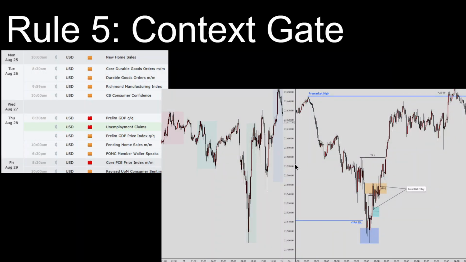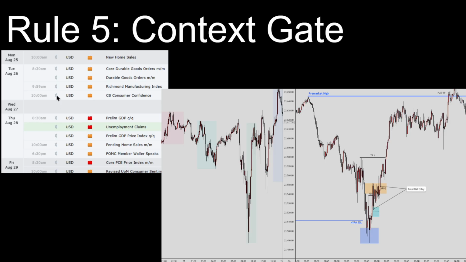Okay, context gate. Now we have to frame all of our trades through this filter, where we're looking at the context of the marketplace. One thing is going to be our economic calendar. Where are the high impact news events? So on Monday we don't have any, Tuesday we don't have any, Wednesday we don't have any, and then Thursday we do. So Thursday would be our most ideal entry.